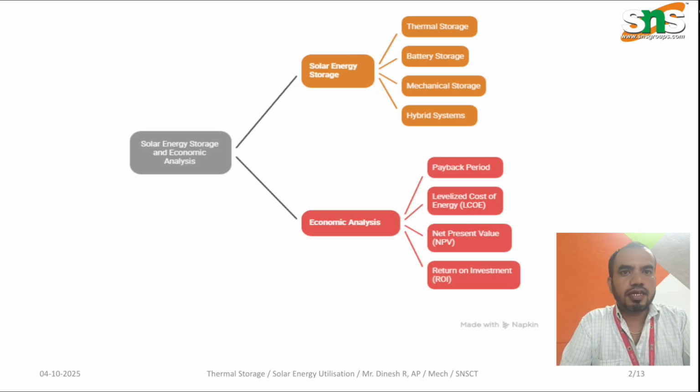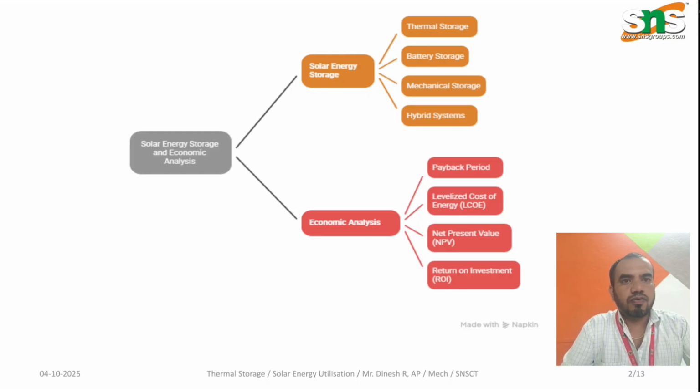The solar energy storage and the economic analysis, we can divide into two main categories. The first one is solar energy storage, a place where the energy of solar is stored. It can be done for multiple purposes, for example, a hybrid system. There are mechanical storage, batteries, and also thermal storage. The thermal storage can be broadly classified into latent and specific heat. These are all the topics covered in solar energy storage.